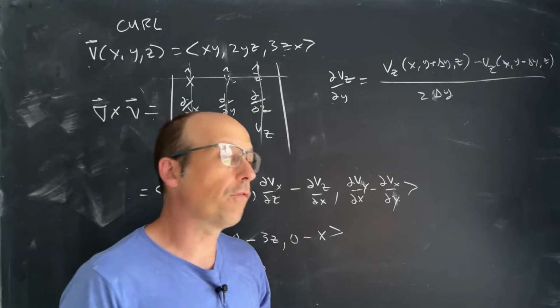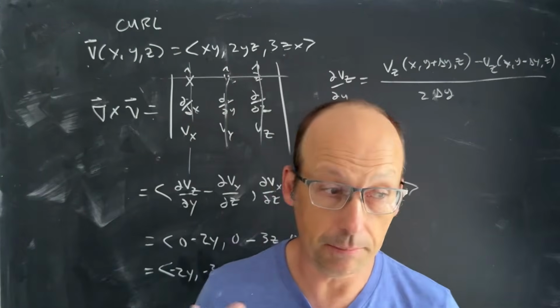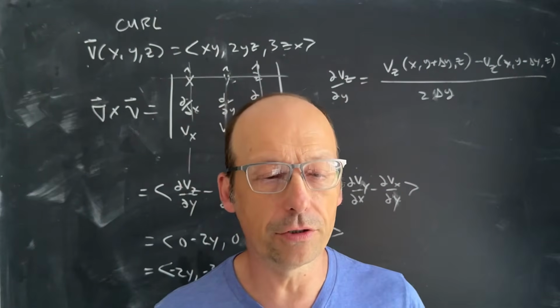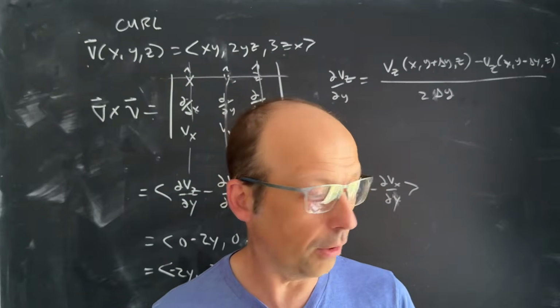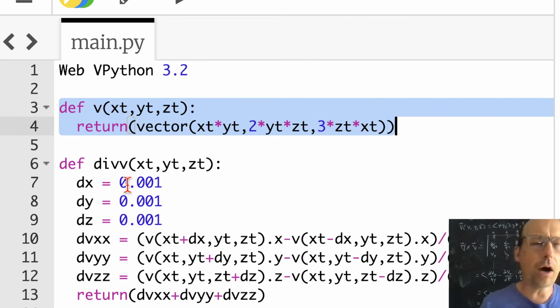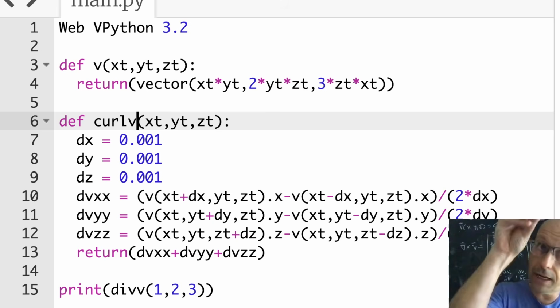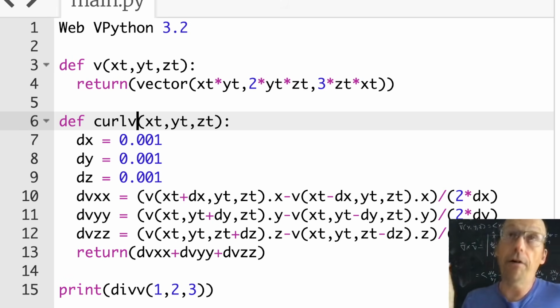Okay, well, I'm going to reuse my code from last time because I'm lazy. So let's go. This is my divergence code. I already have a definition. I've defined a vector function for my vector field, v of x, y, and z. That's my vector function right there. Now I just need to change this to curl. I'm going to change this to curl v, like that. And I'm going to give it an x, y, z, and it's going to return a vector function.